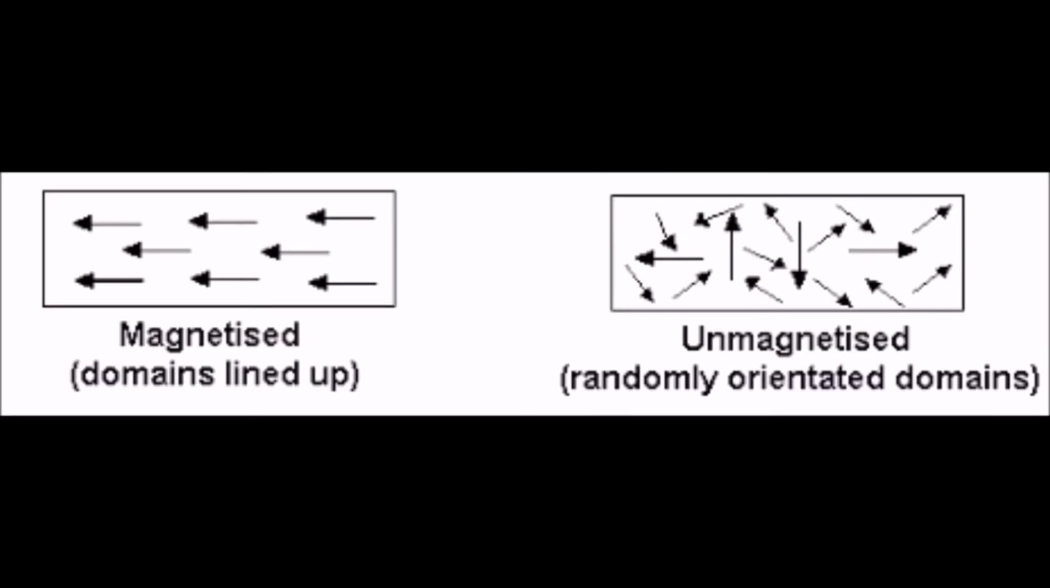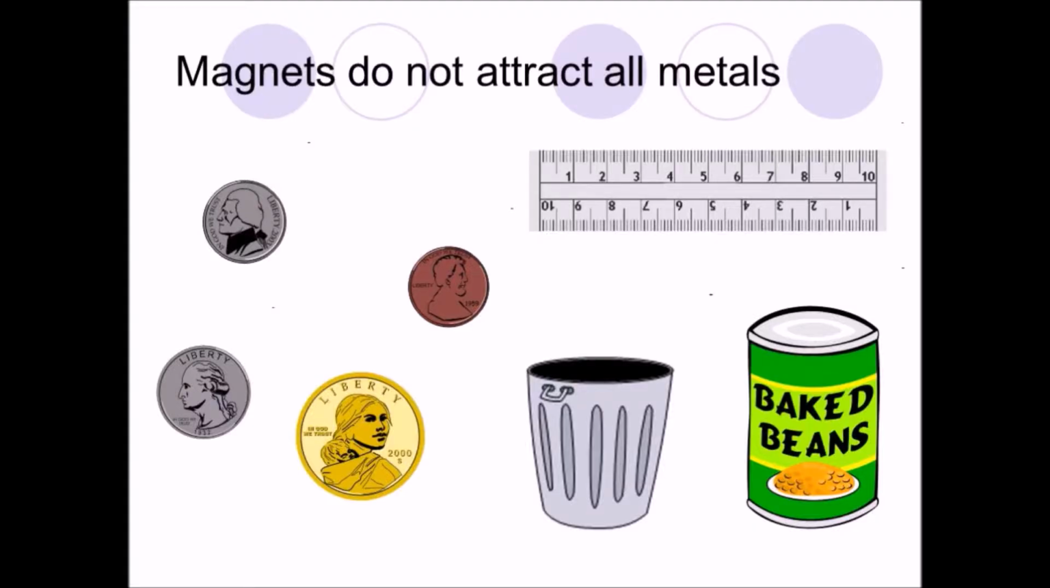Domains are what makes an object magnetic. Domains are regions inside all magnetic and non-magnetic objects. The object is a magnet if all domains are lined up. If all domains are not lined up, then the object will not be a magnet. Magnets are attracted to metal, but not all metals. Iron is attracted to a magnet, but aluminum is not.